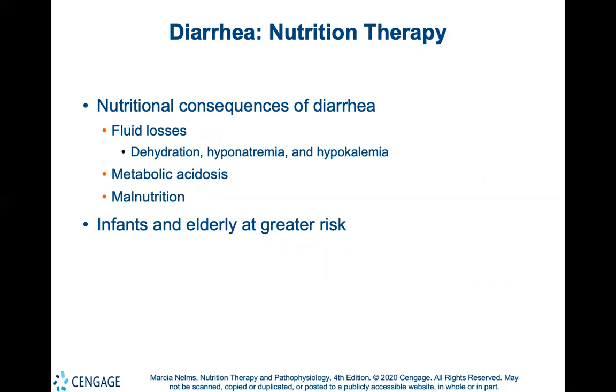Infants and older adults are at a particularly higher risk because their bodies are much more sensitive to rapid shifts in both fluid and electrolytes. Chronic diarrhea can also cause fluid and electrolyte complications and can result in malnutrition and specific nutrient deficiencies.